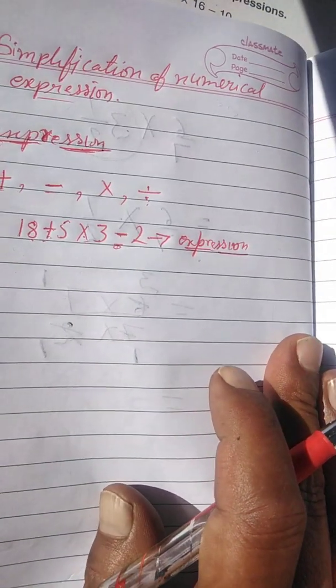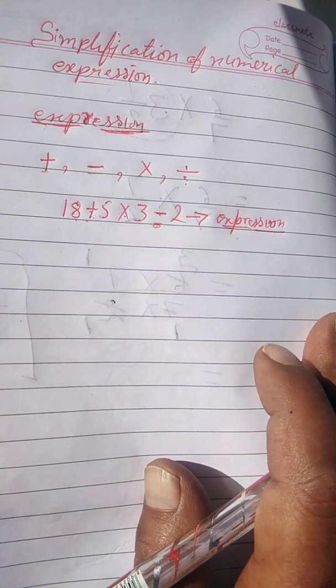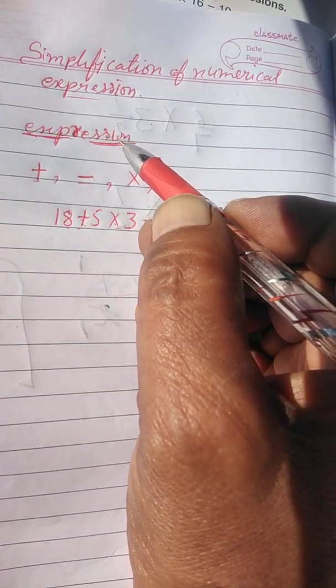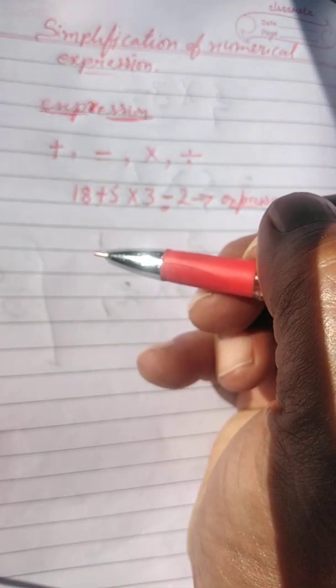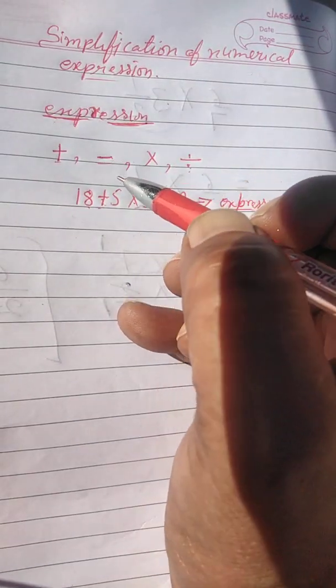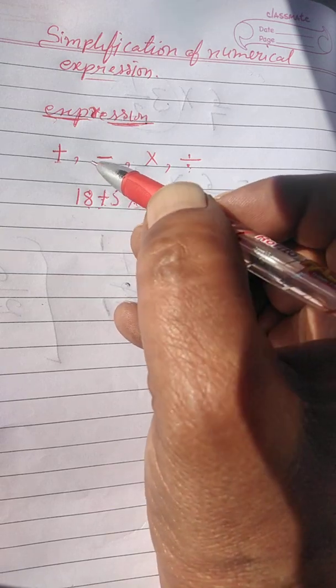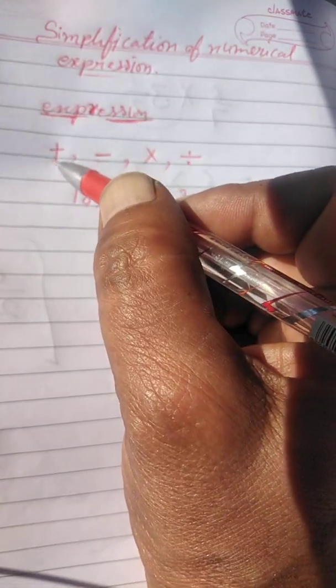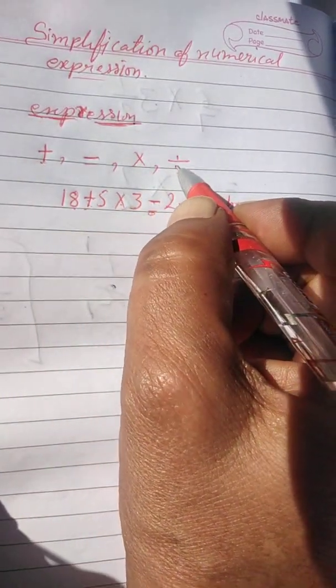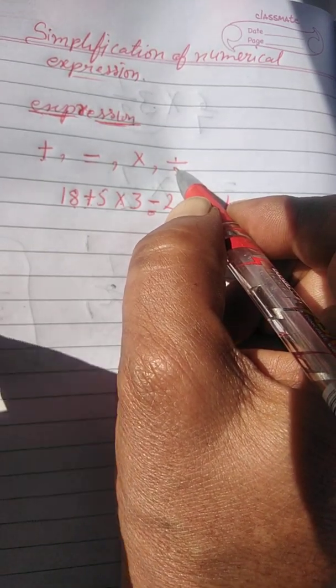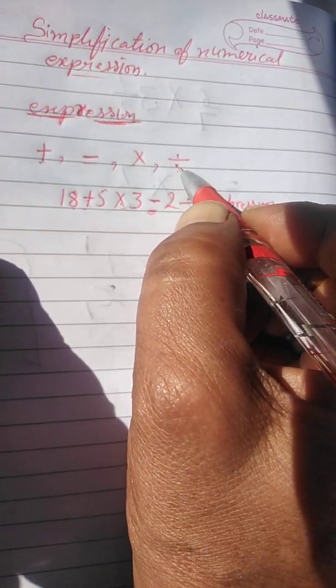Today we will do the new concept, that is simplification of numerical expression. Here the word expression is there. What's the meaning of this word expression? Now as we know, in mathematics we have four operations, and these four operations are called fundamental operations. Which four operations are there? One is plus, another is minus, multiply and division. These four operations we mainly use in mathematics.